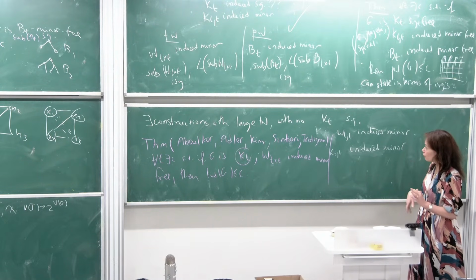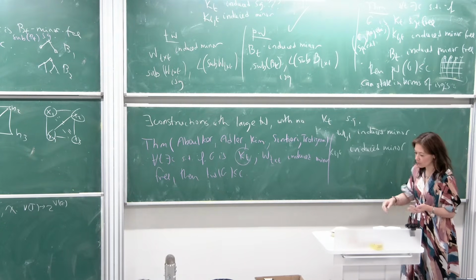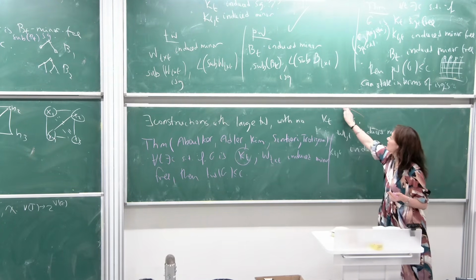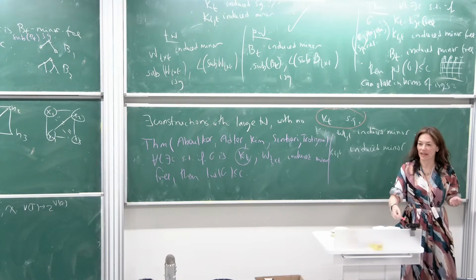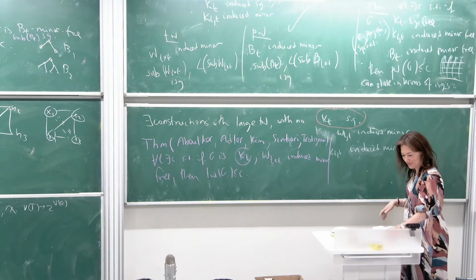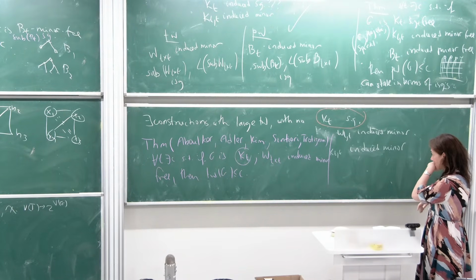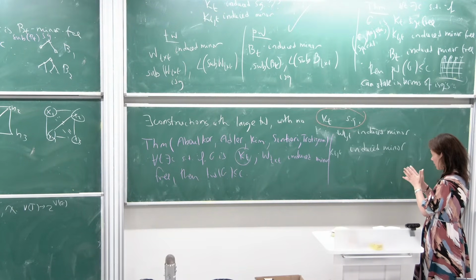Okay. So even though this theorem exists, in this talk I'll always exclude K_t as a subgraph, so that I can't use the graph minor theory quite so much. Okay. Next.